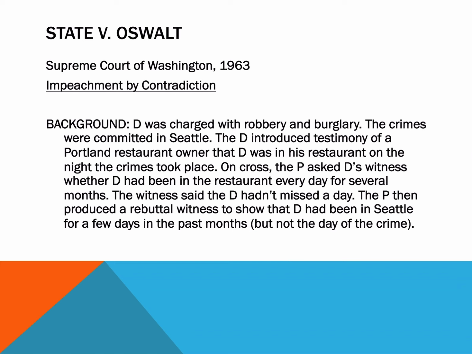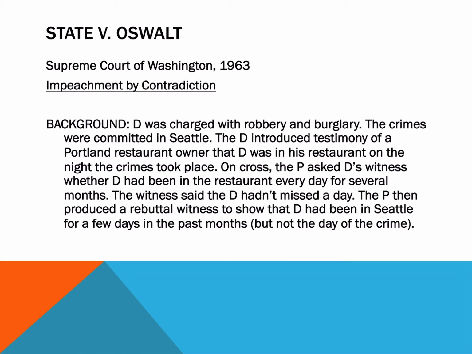The next case we covered is State v. Oswalt. This is a Supreme Court of Washington case from 1963. This case is discussing the issue of impeachment by contradiction. As background, we have a defendant who was charged with robbery and burglary. The crimes were committed in Seattle, and the defendant introduced testimony of a Portland restaurant owner who said that the defendant had been in his restaurant on the night the crimes took place.